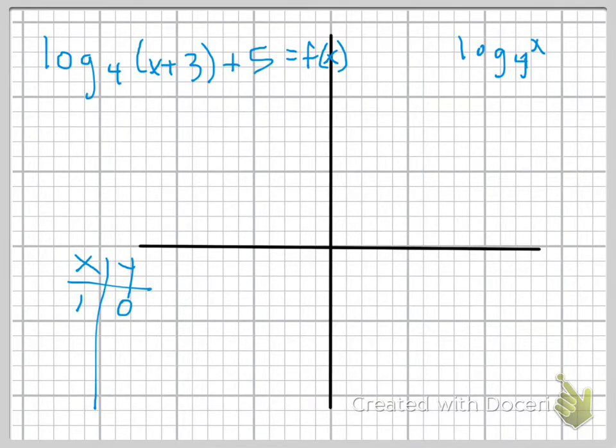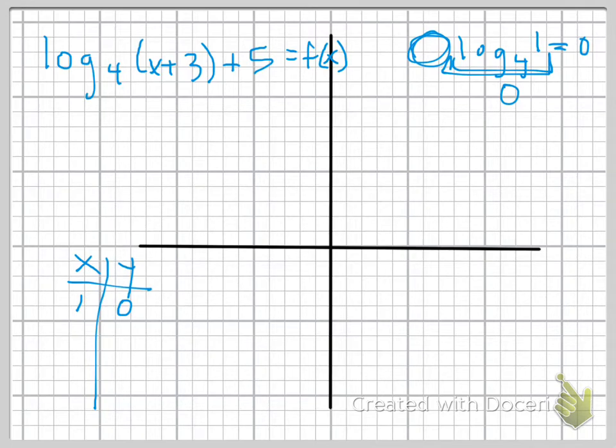If we have log 4 of 1, that is always going to equal 0, even if you have a stretch out here. Because this amount right here is 0, the whole term is going to be 0. So even when you have a stretch, you're going to end up with your first point at x is 1 and y is 0.